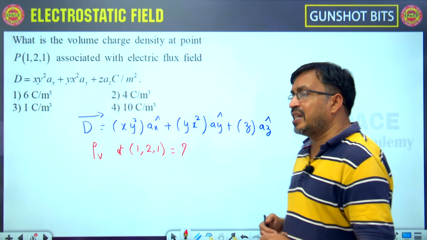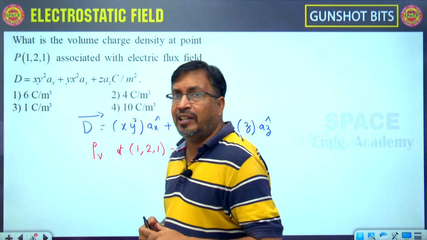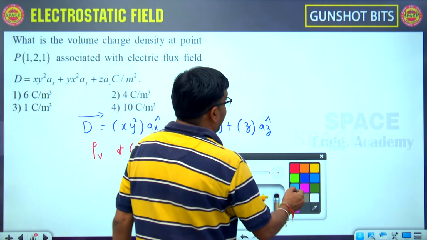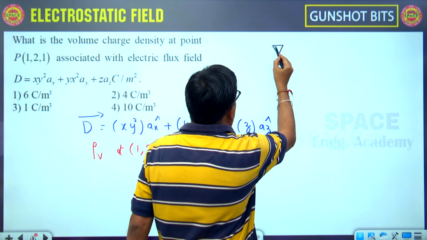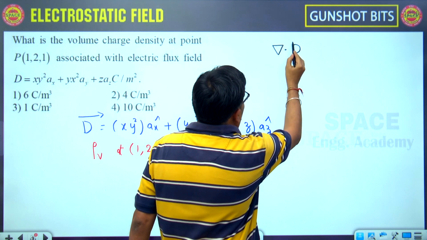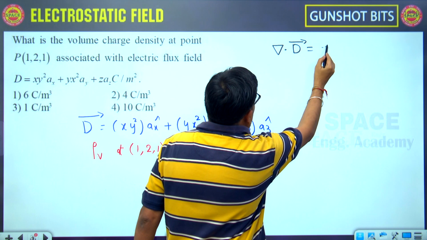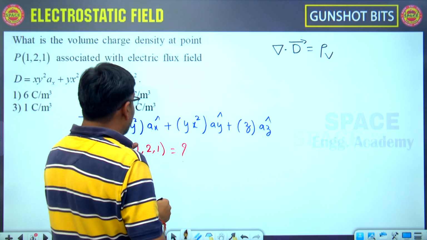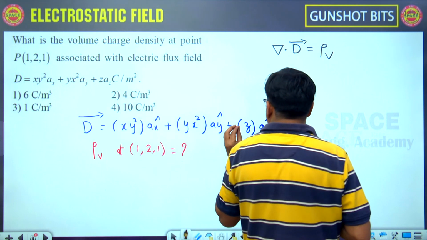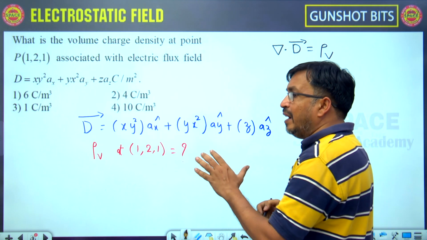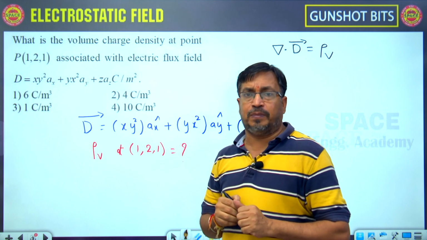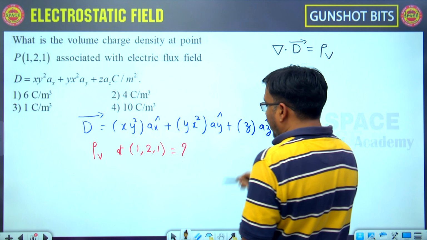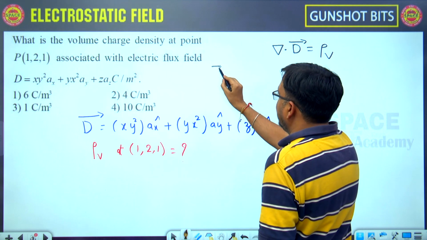So from Maxwell's first equation or Gauss law in differential form, the formula we require here is divergence of D equals rho v. This is the formula we require here, divergence of D equals rho v. See students, the given input, that is the dielectric flux density, is given in rectangular coordinate system, so I am writing the divergence formula in rectangular coordinate system.